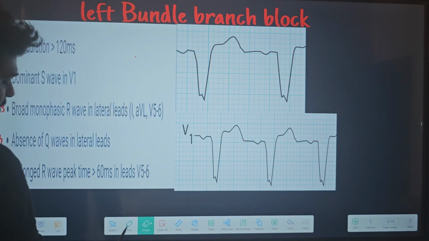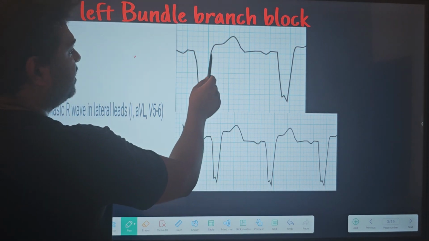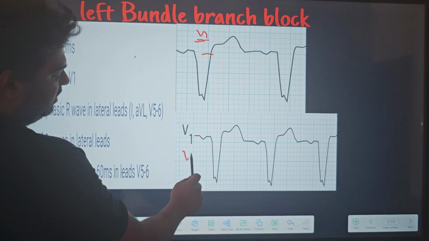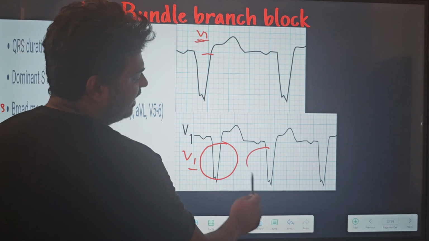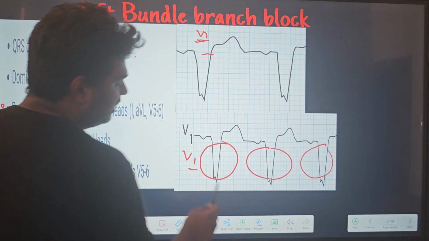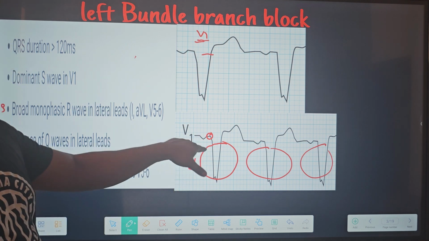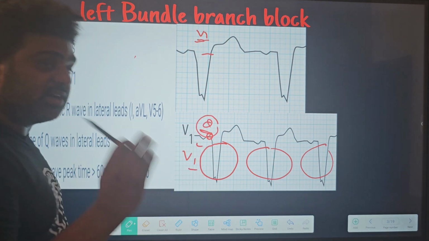Now coming to the third point. See, like this. You see, this is lead V1. We have a deep S wave in lead V1, and there is an R wave, but it is not visible. So you can mistake this wave for a Q wave. So please understand this finding.